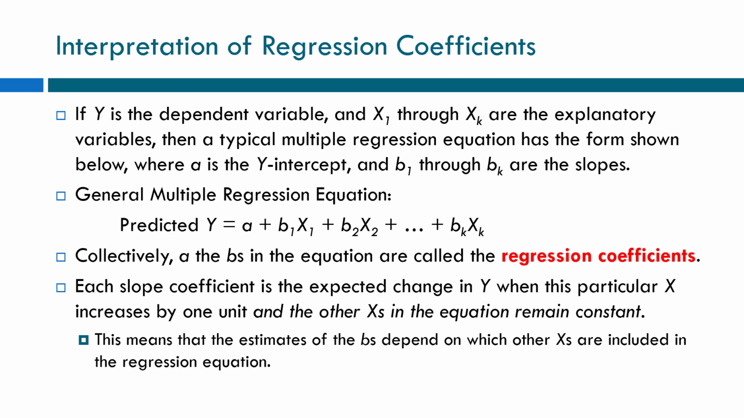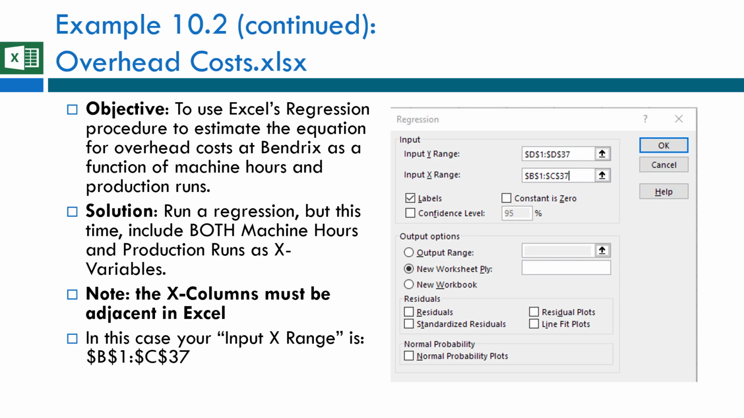Let's take a look at the same Bendrix example here, but now instead of using either machine hours or production runs, we'll include them both. Just a couple of things to note here. Your input y range is D1 to D37. Your input x range is B1 to C37. Make sure again that you check the box for labels. This is going to allow you to run the regression including both machine hours and production runs as x variables.